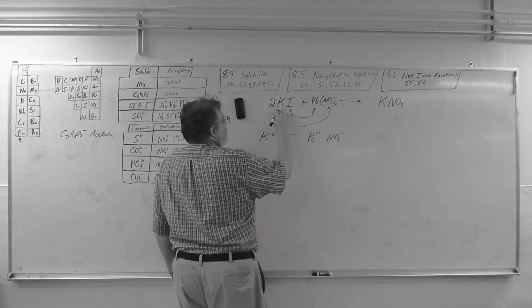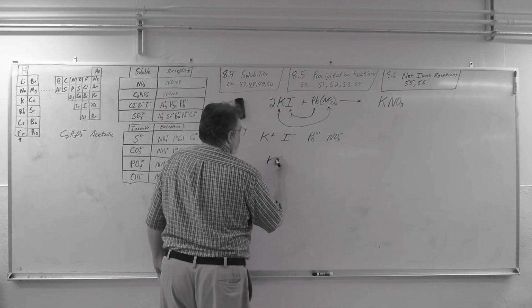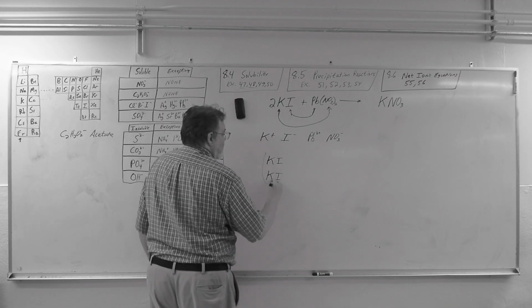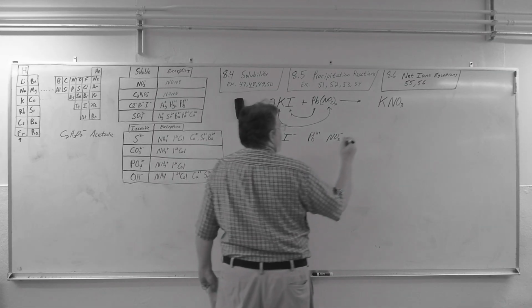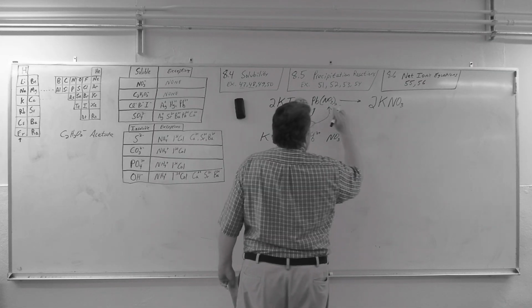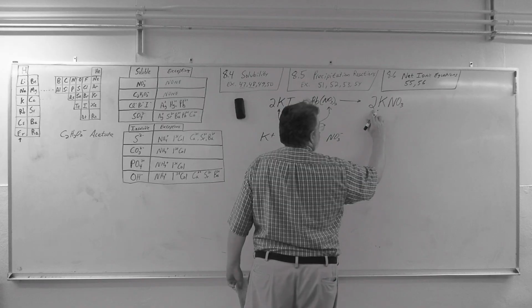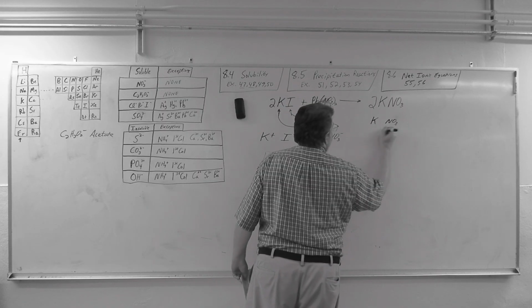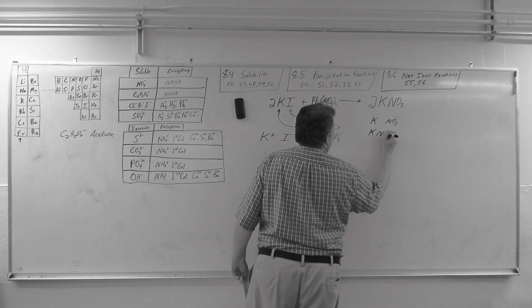But notice there's 2 Ks. The 2 KI means literally there's a K and another K. That means there's a total of 2 Ks, so I have to put a 2 here. And I have 2 NO3s. So the 2 KNO3 means I have K and NO3, K and NO3.